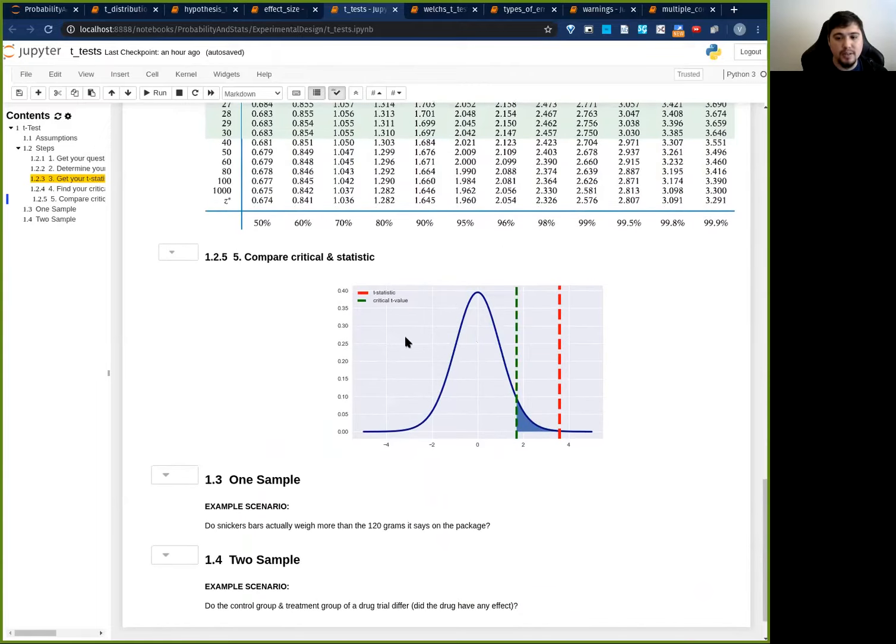And so basically what we're going to do is say, okay, we have our t-statistic. In this case, it's in red here. We have our critical value, or alpha, our significance level, right?